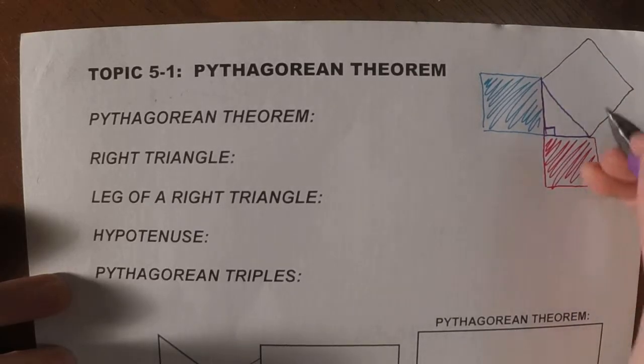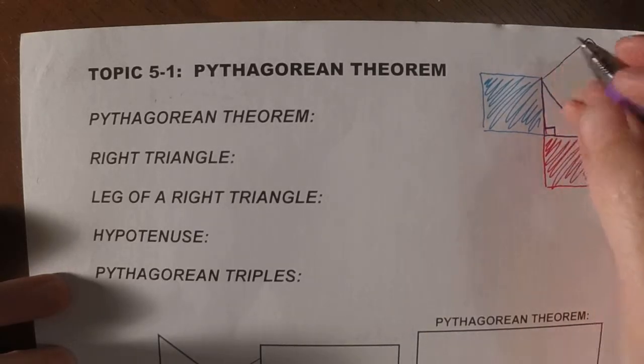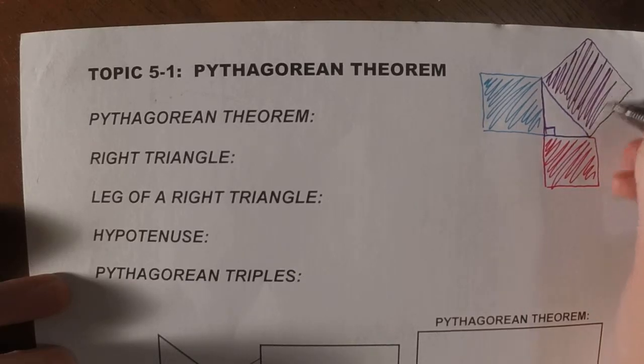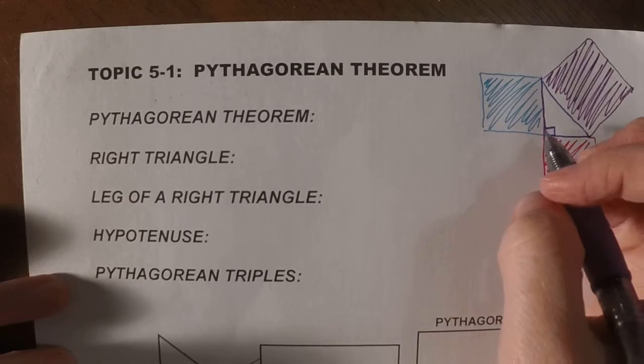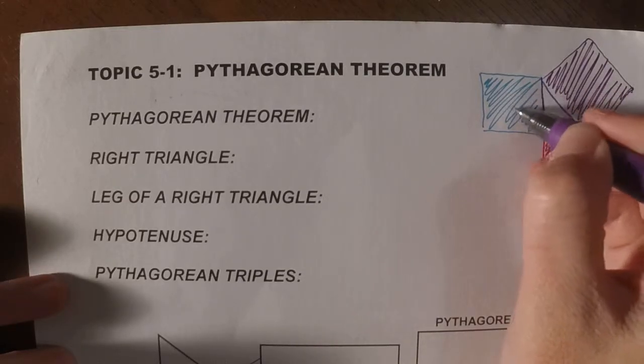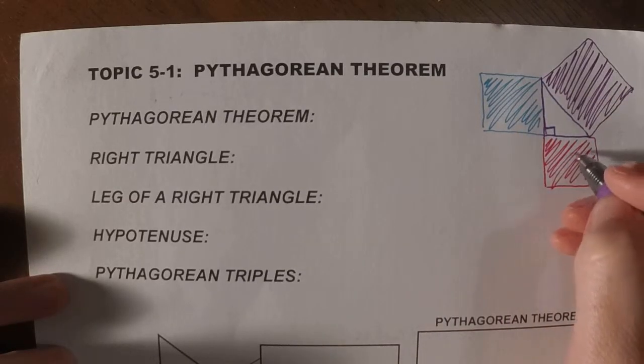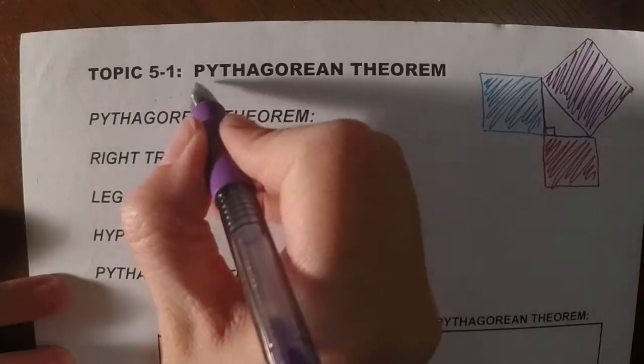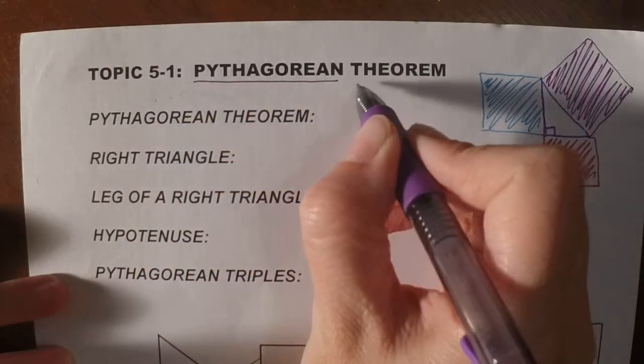And so then we used all the pieces from the pink and the blue in order to fill in the purple. And the whole idea is that you were supposed to figure out that the area of this square plus the area of this square made the area of this square. And that was just a visual of what is known in geometry as the Pythagorean theorem.